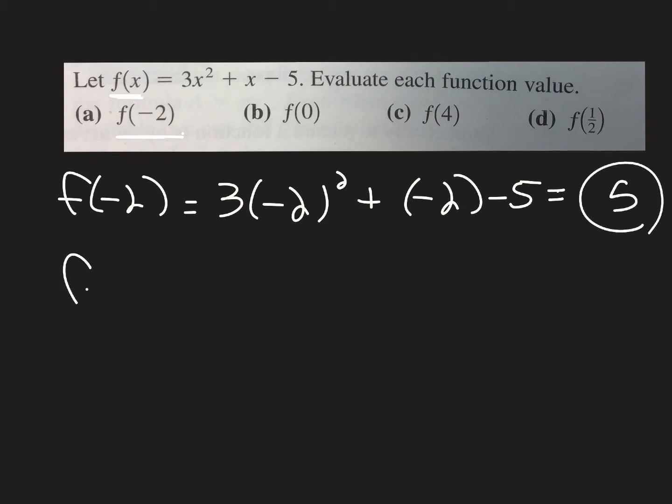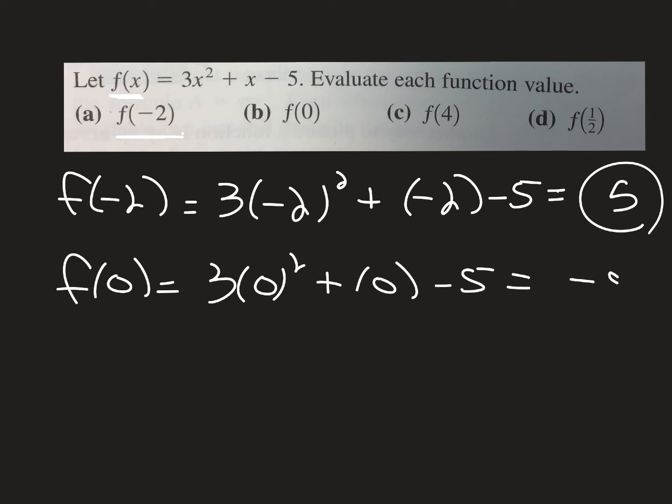Let's do a couple more. F of 0, same process. Substitute 0 in everywhere you see an x. That one's going to equal -5. So if x is 0, y is -5. If x is -2, y is 5. The y depends on what the x is.